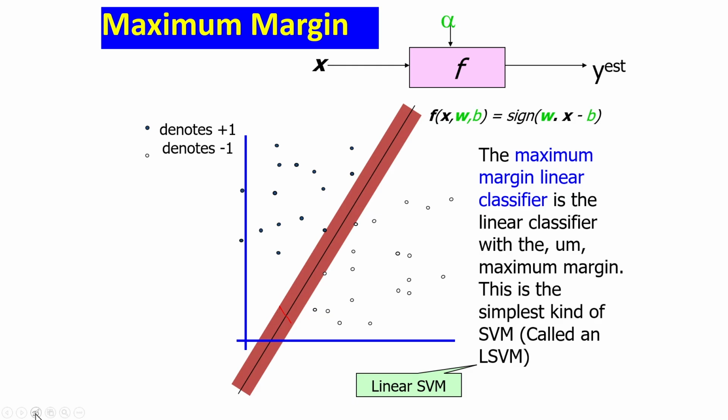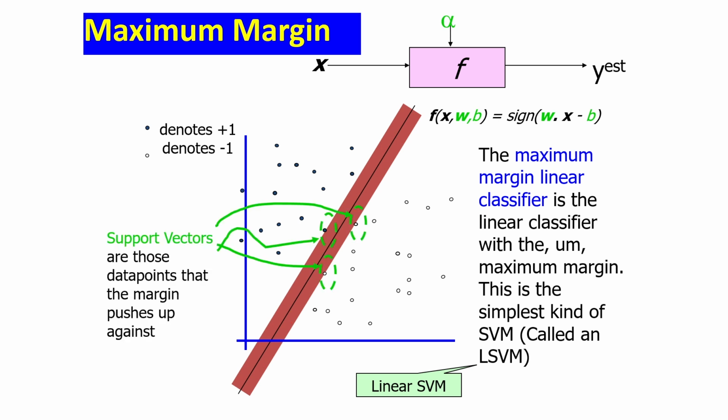Let me use a different color so that you can see it nicely. So, this is the width of the road. If that is as big as possible, then I call it a maximum margin linear classifier. Well, there are nonlinear classifiers also, so we can talk about them some other time, but let us focus on this. These points which are sitting on the boundaries are called support vectors. Why?